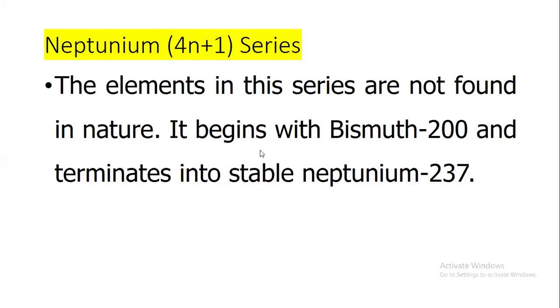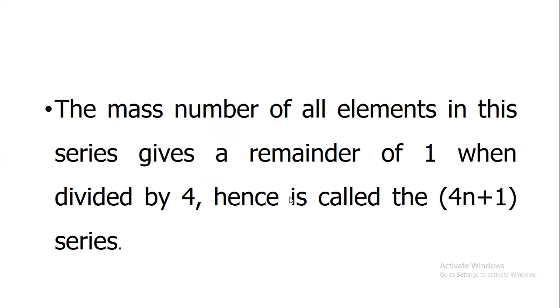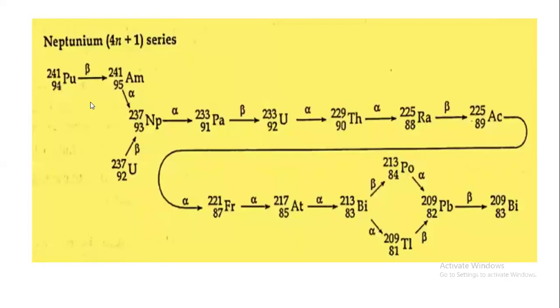The neptunium series is not found in nature. It begins with neptunium-237 and terminates at bismuth-209. The mass number of all elements in this series gives a remainder of 1 when divided by 4, so it is the 4n plus 1 series. So in this neptunium series, it starts with neptunium-237 and ends with bismuth-209.